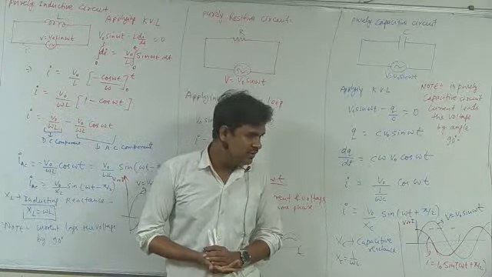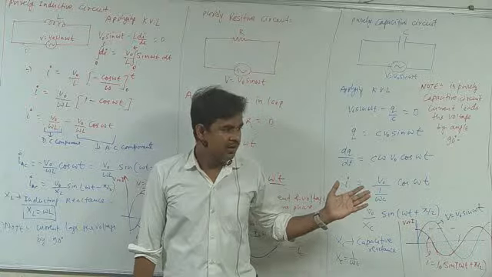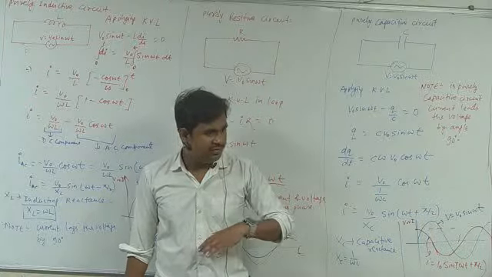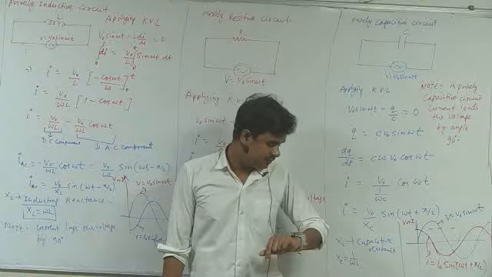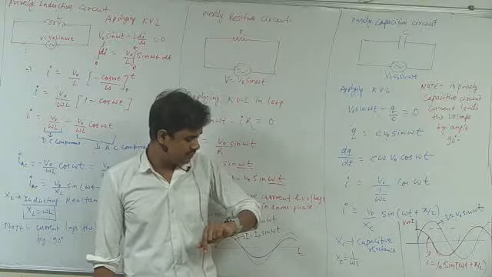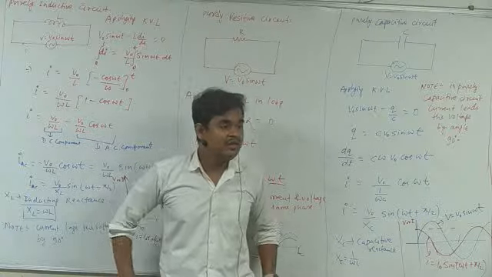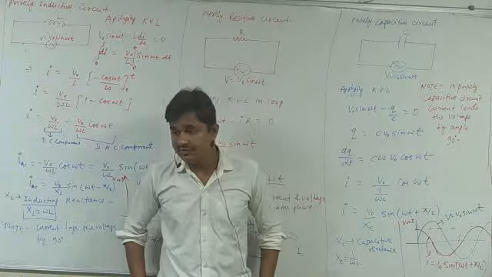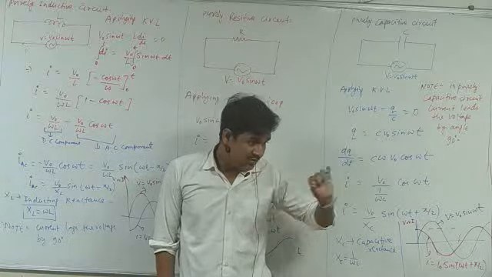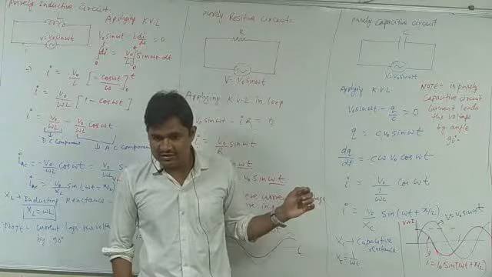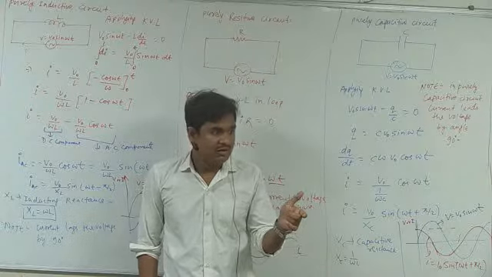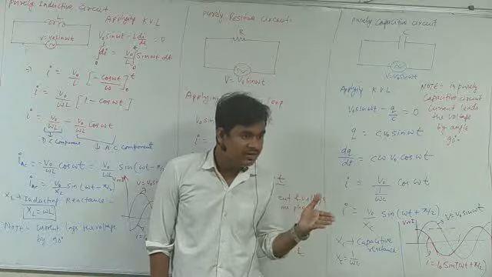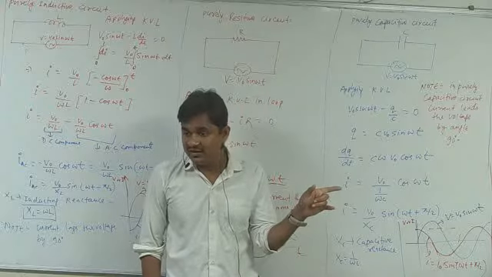Whereas when omega is more... When omega is 0, that means DC current. DC current means constant current where direction is not changing. Capacitor blocks DC. Yes or no? Capacitor blocks DC current, whereas inductors allow DC current.